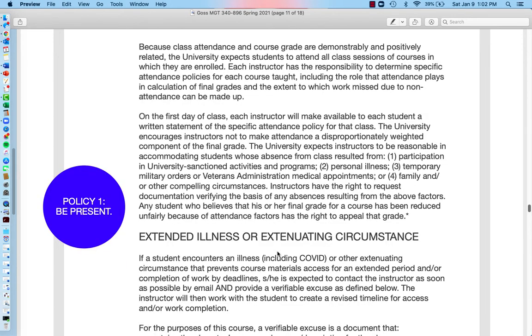Now, being present for policy number 1 is a little bit different with regard to an online course. But really what this means is simply do your work when it's assigned. That's really what being present means. It doesn't mean necessarily showing up in a certain place at a certain time on a certain day like it does for in-person classes.